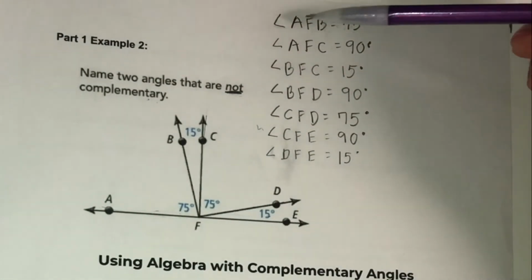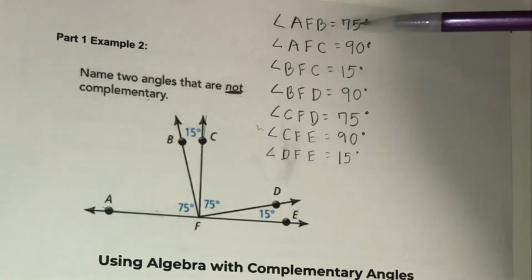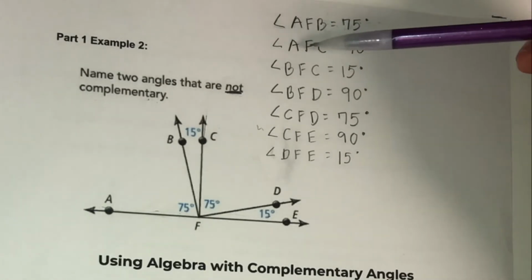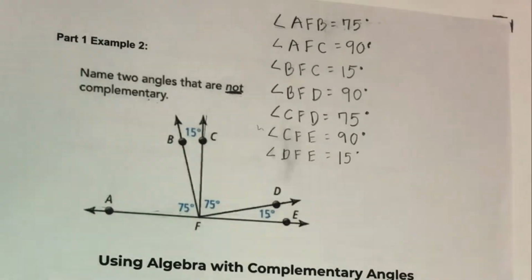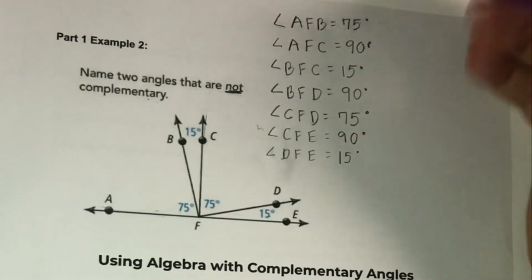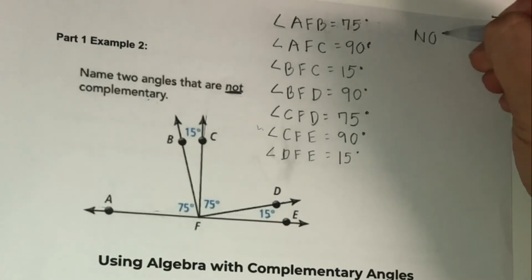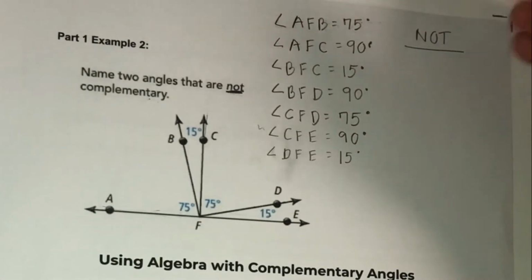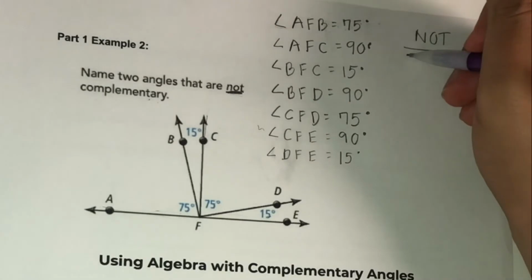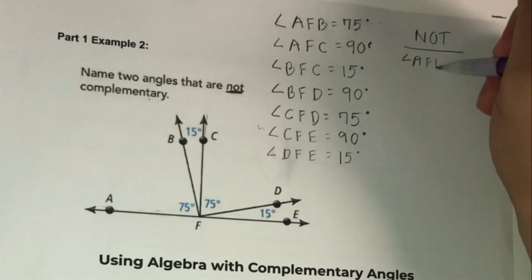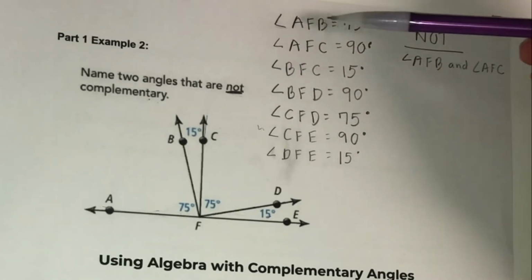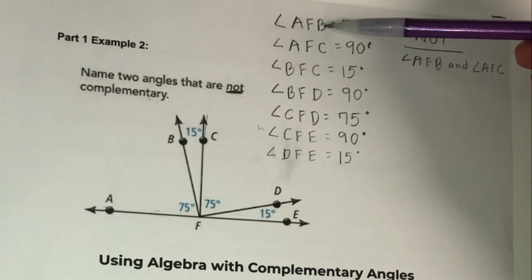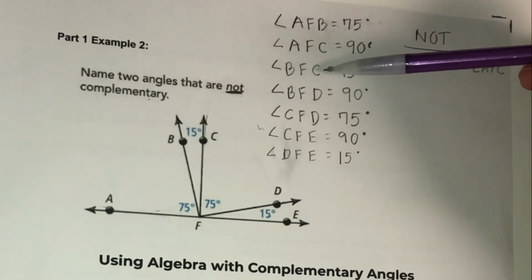Well, if we start off, angle AFB is 75 degrees, angle AFC is 90 degrees. Add those two together, that is not 90 degrees, so they would not be complementary. So if I started a list over here, I'm going to put "not" for not complementary would be angle AFB and angle AFC.